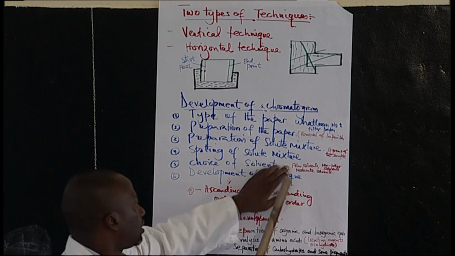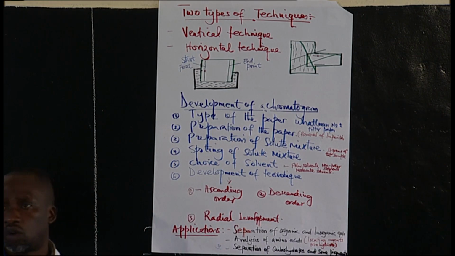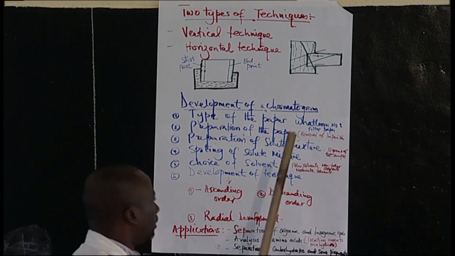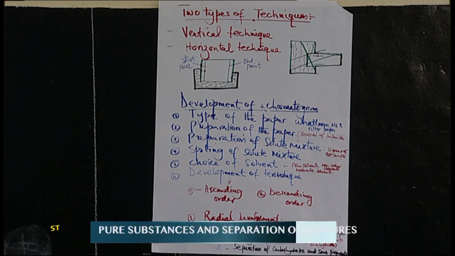There are many solvents. We have the polar solvents, non-polar solvents, and then we have the moderate solvents. In this case, it will depend on what you are going to develop, or on the type of the mixture that you want to separate. In most cases, we use organic solvents. Those are the non-polar solvents. Like we can use ethanol, we can use tetrachloromethane, we can use acetone, and many others.